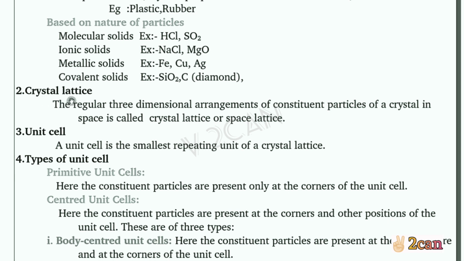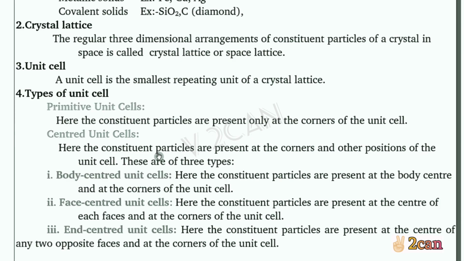Crystal lattice. The regular three-dimensional arrangement of constituent particles of a crystal in space is called crystal lattice or space lattice. Unit cell. The unit cell is the smallest repeating unit of a crystal lattice. Types of unit cell. Primitive unit cells.